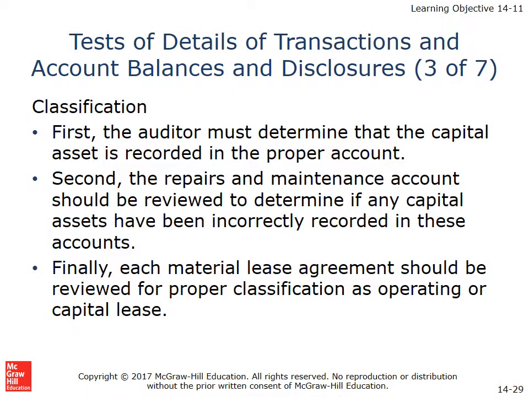As far as classification goes, the auditor must determine that the asset is recorded in the proper account. Repairs and maintenance should be reviewed to determine if any assets are accidentally or incorrectly recorded there. And any material lease agreement should be reviewed so that it's properly classified as operating or capital.